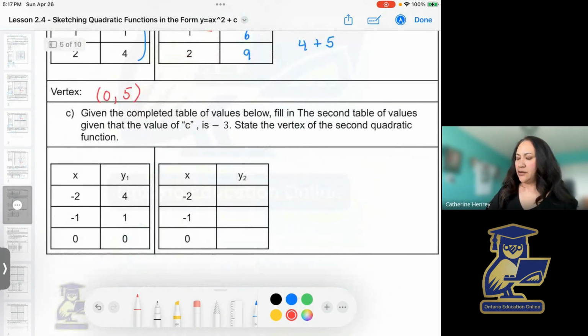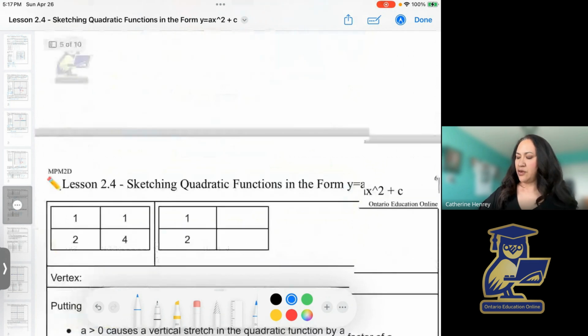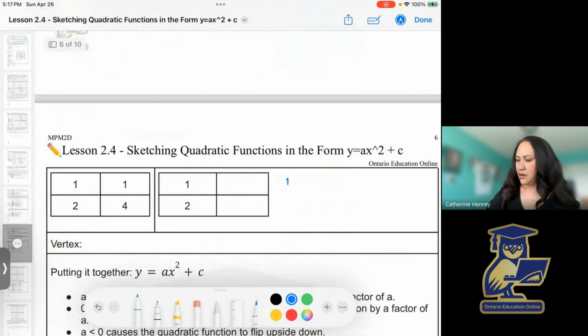We'll take a look at another example. This time c is -3. And so we will start with 4 minus 3, 1 minus 3, 0 minus 3. I'll fill that in here. 1, -2, -3. The next part of our table is down here. 1 minus 3, 4 minus 3. I'll have -2 and 1.